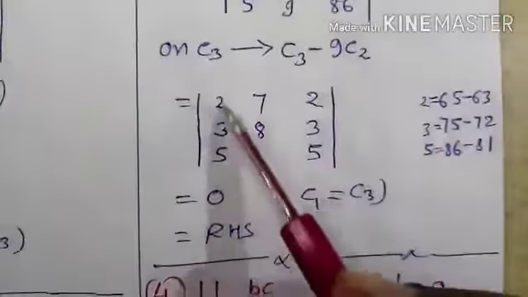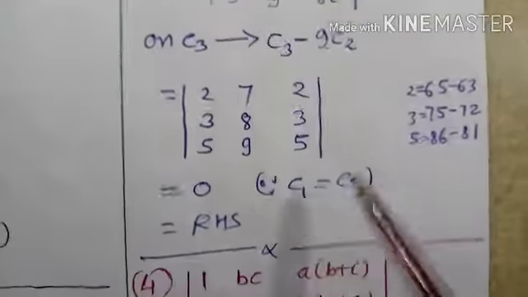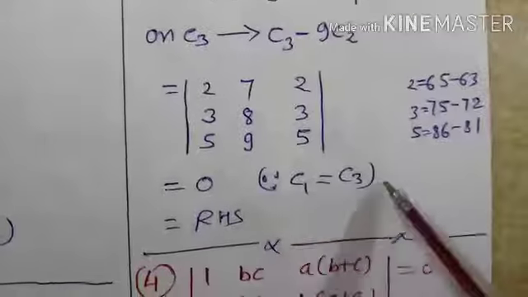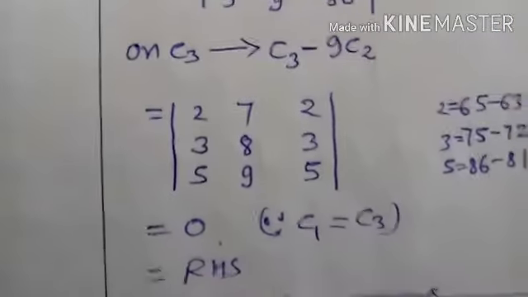Once again observe here, the first column and third column, 2, 3, 5 and 2, 3, 5, are both identical. All the elements of the first and third columns are the same. So once again the value of this determinant is 0.